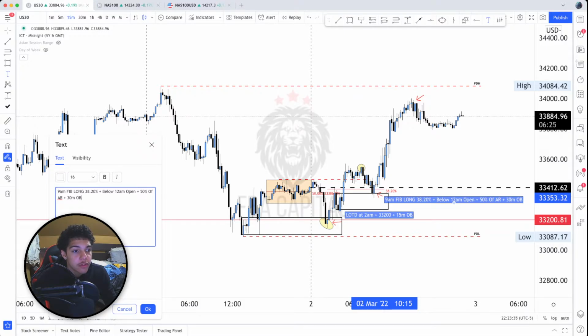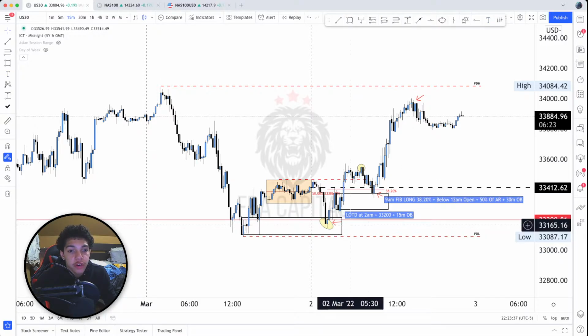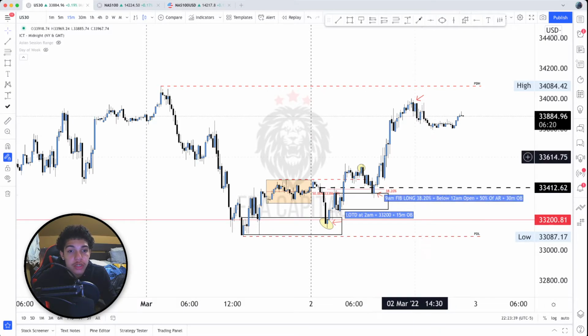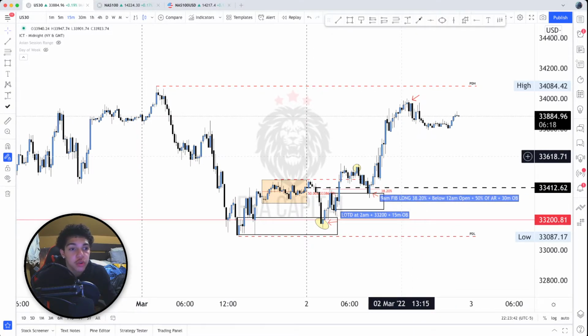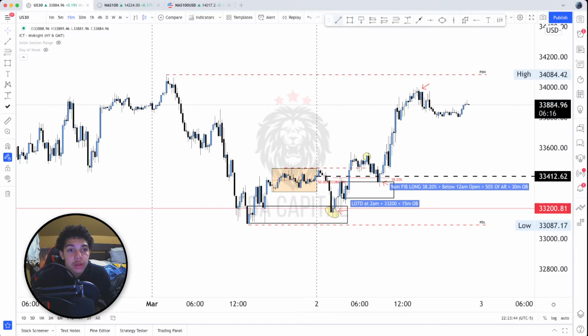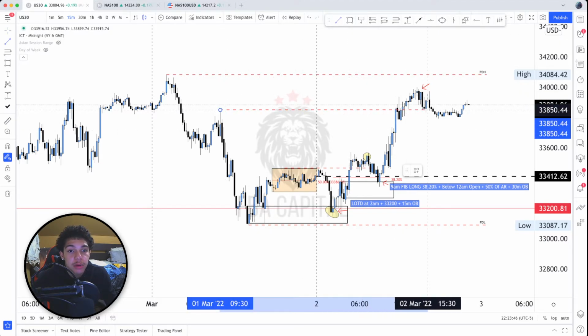Now we have 1, 2, 3, 4, 5 confirmations, and then 6 confirmations if you're counting time as a confirmation, which I like to do because if we're trading at specific times, it's going to be important because that's going to be able to show us when there's likely going to be momentum in the market.